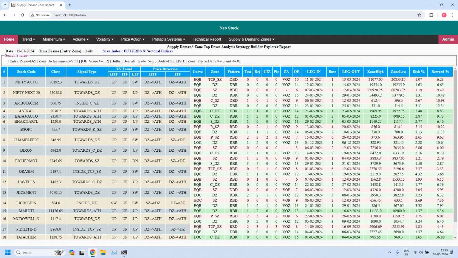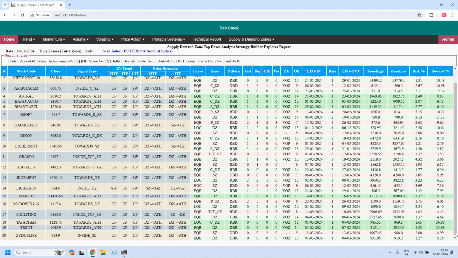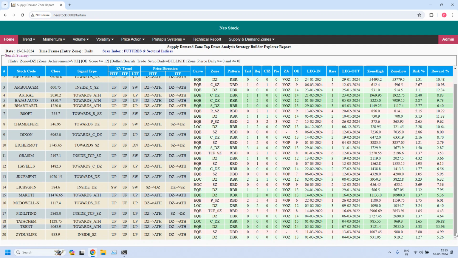And now this is the filtered list, and all these stocks are having a minimum odd enhancer score of 14 for demand zones. Here I didn't set the filter for supply zones because our entry zone is demand zone. So now look into all these stocks having odd enhancer score. Now total 20 stocks are filtered.